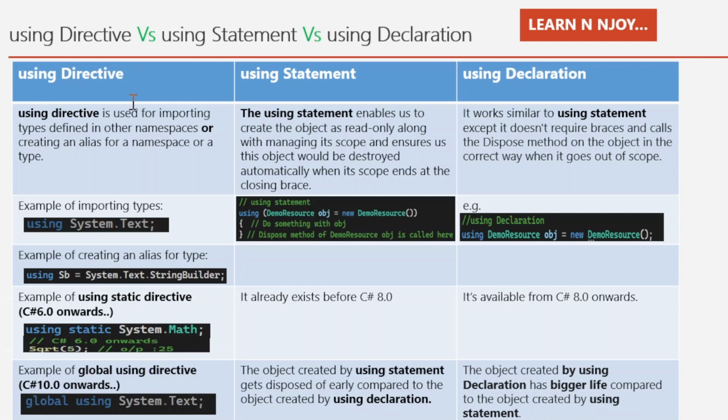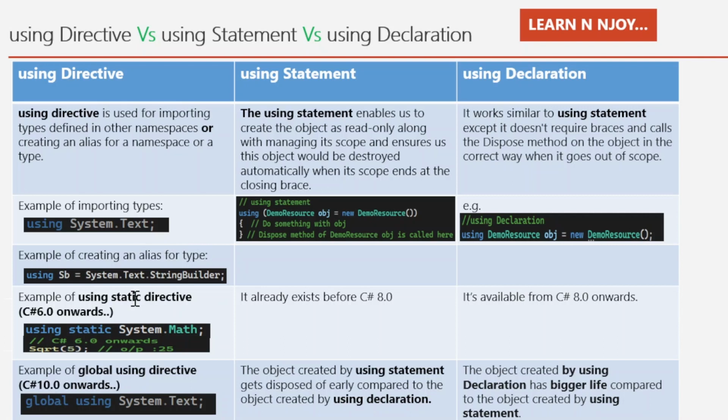The using directive is used for importing types defined in another namespace, or creating an alias for a namespace or a type. See the examples. For importing types, we just need to write using System.Text. To create an alias for a type, we just need to write using SB = System.Text.StringBuilder.